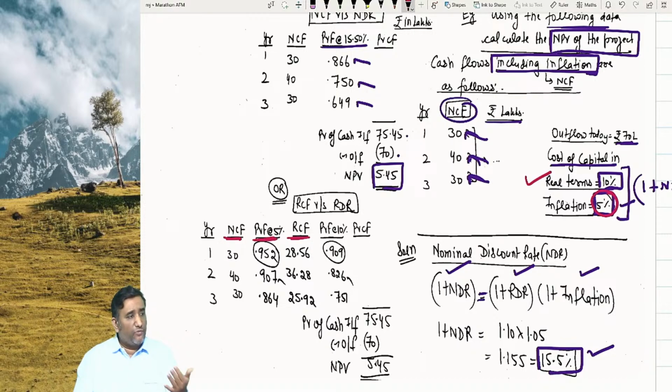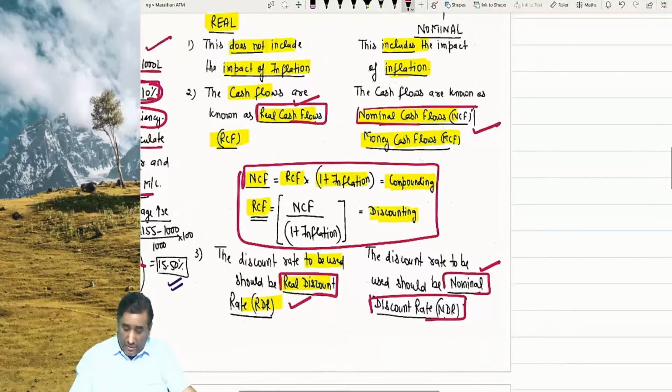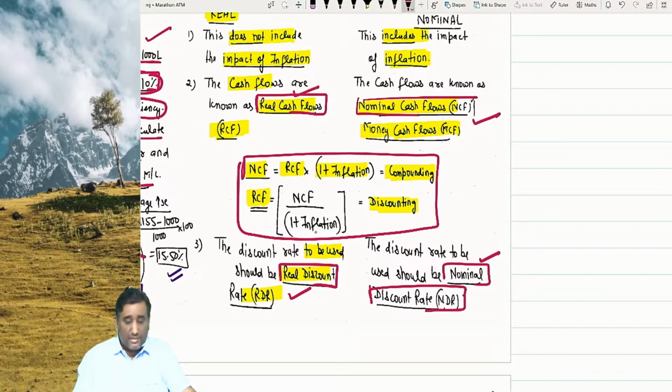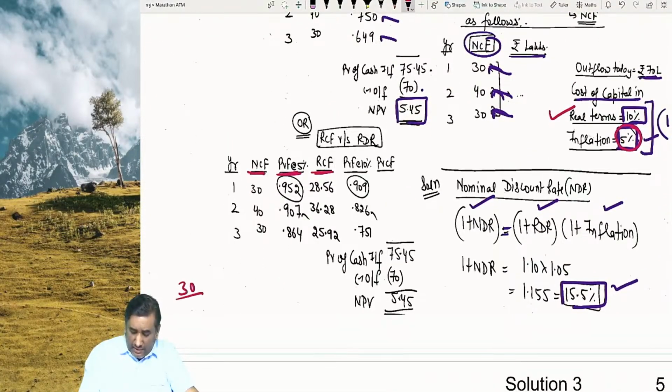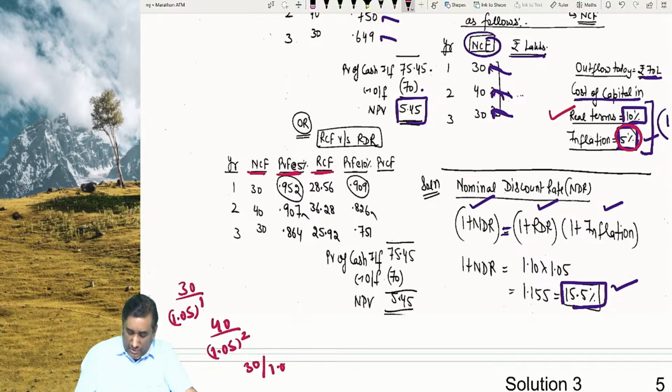So these are my real cash flows. Sir, but the formula you showed was nominal divided by 1 plus inflation. Now you can do this way also. 30 divided by 1.05 to the power 1. Then next year is what? 40 divided by 1.05 to the power 2. And third you can do 30 divided by 1.05 to the power 3. I use that factors. Some people cram it. Students have a habit.